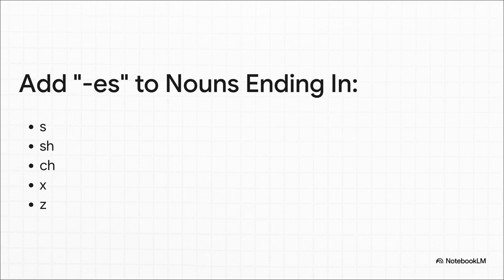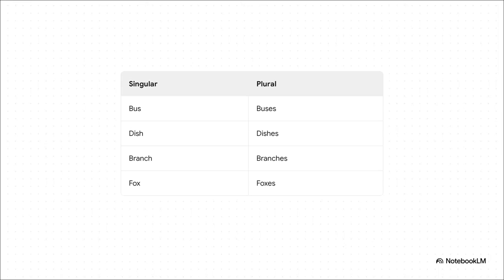And that's exactly why we add ES. It gives us a whole extra syllable and makes it easy to say. And you can really hear it with these examples. You don't say bus, you say buses. Not dish, but dishes. Same for branch and fox. That little "es" makes all the difference, making the plural sound clear and distinct.